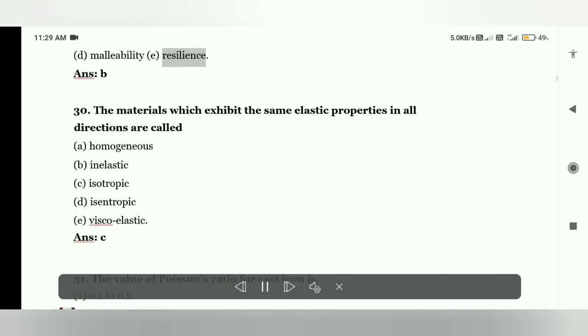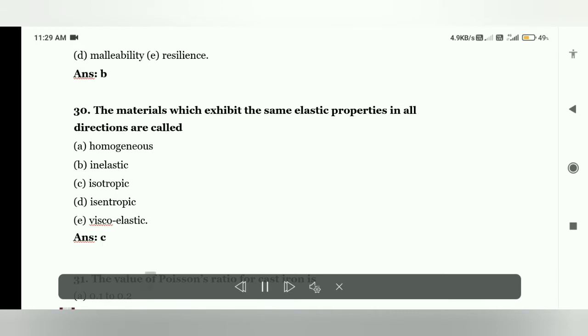29. The property of a material by virtue of which a body returns to its original shape after removal of the load is called A. Plasticity, B. Elasticity, C. Ductility, D. Malleability, E. Resilience. Answer B. 30. The materials which exhibit the same elastic properties in all directions are called A. homogeneous, B. inelastic, C. isotropic, D. isentropic, E. viscoelastic. Answer C.